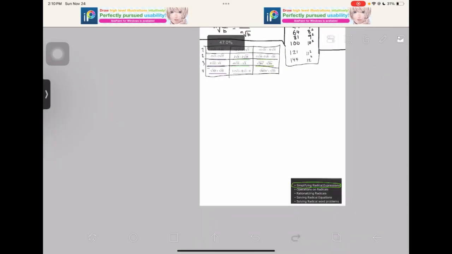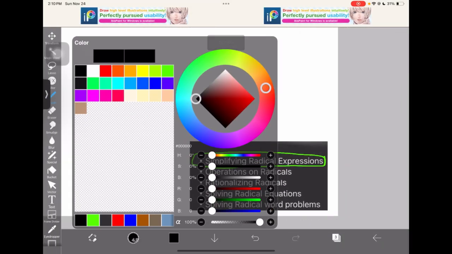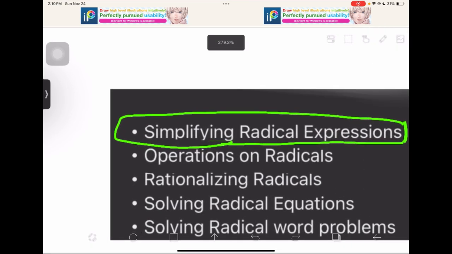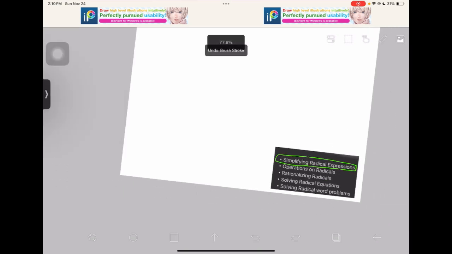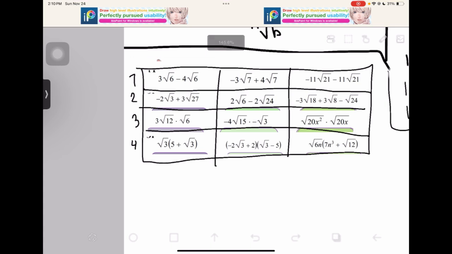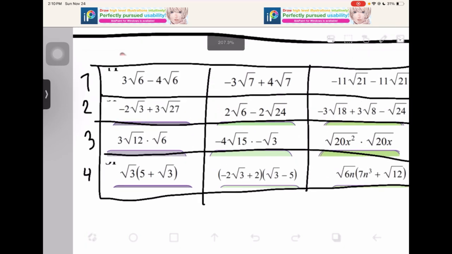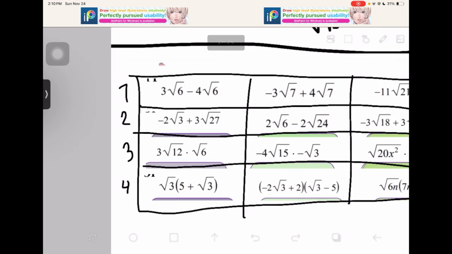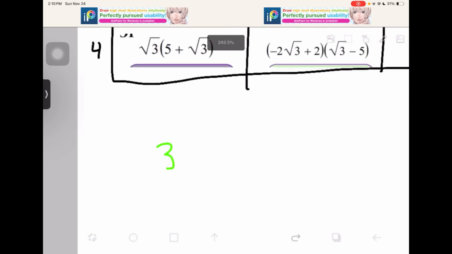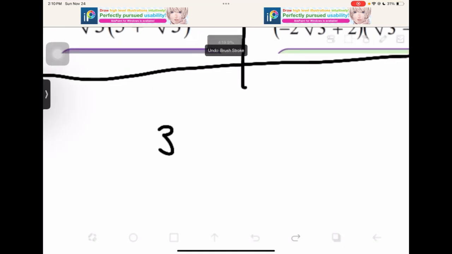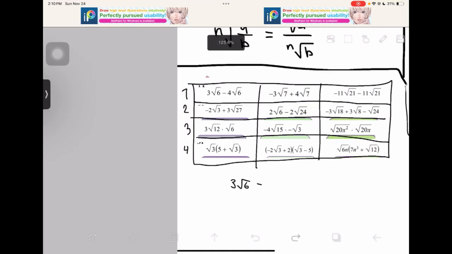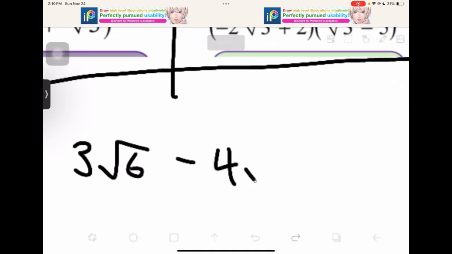Okay, so like I said, the next one would be operations on radicals. So let's try to do that real quick. So there are 4 cases that we were taught. So let's discuss each one of them. So we got this first one over here. Let's try to do number 1 first. It's going to be 3 square root of 6 minus 4 square root of 6.